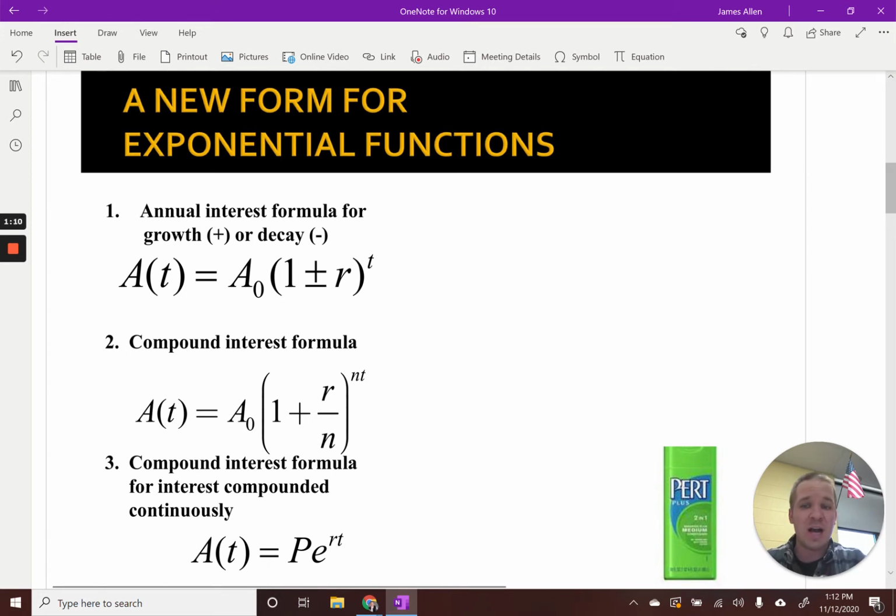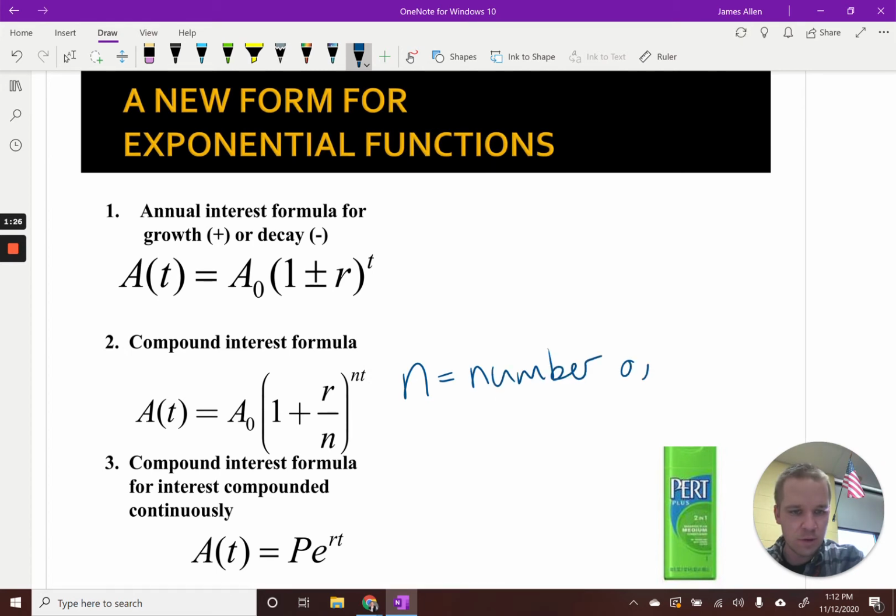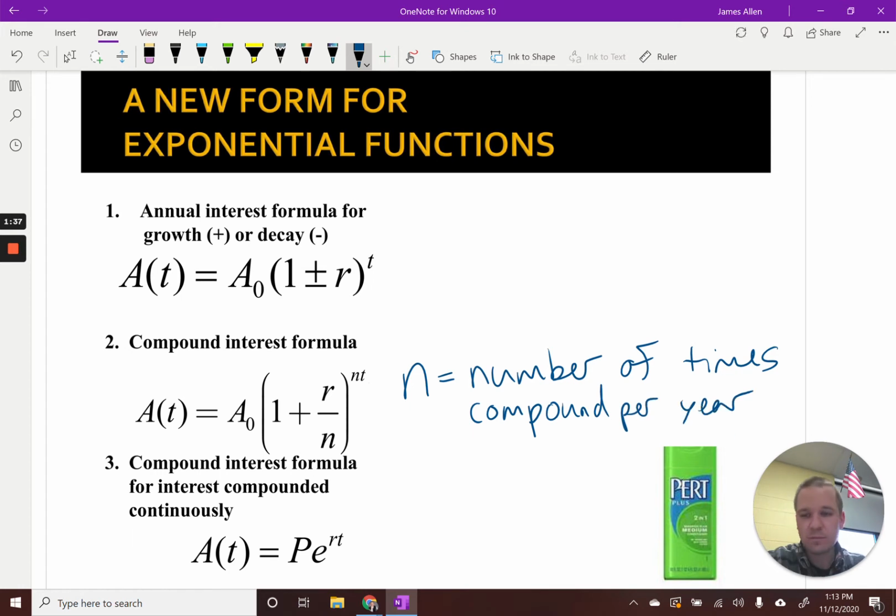We also have our compound interest formula, okay, where R is our rate, T is our time. That's pretty straightforward. N, and we might want to jot this down here. We want to jot down that N is the number of times we compound per year. Okay? And then the last one, we have a compound interest formula for compounded continuously.